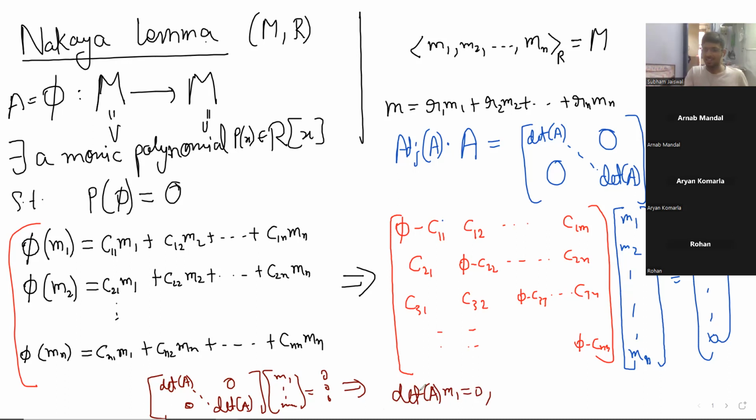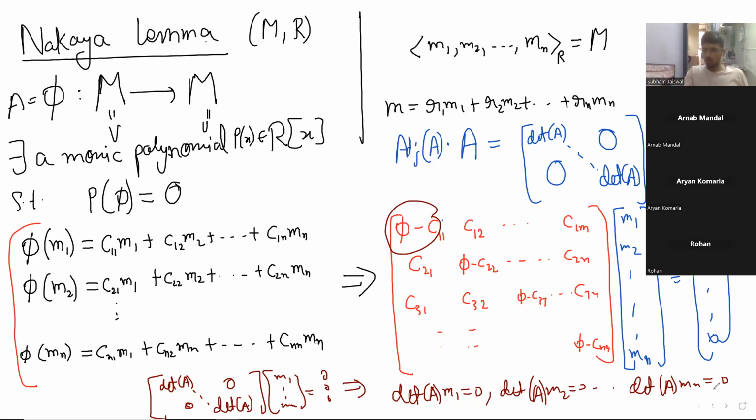Correct? Because these are all functions from M to M. And so when you multiply them, it means you're composing them; adding them means you're adding the functions. So this function from M to M kills M1 and it kills all the generators, so it kills the entire module. It's a zero function. It kills everything. That is by our understanding, right?